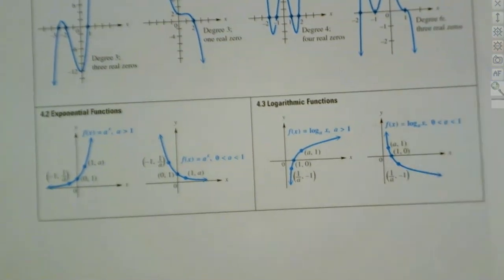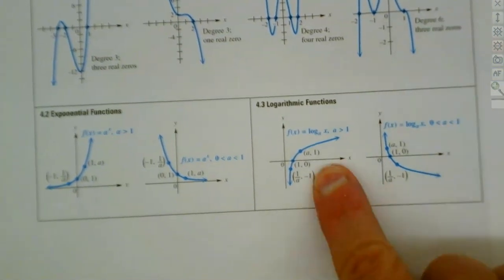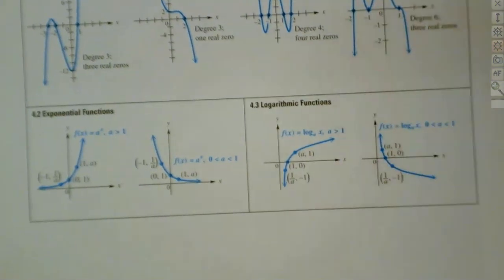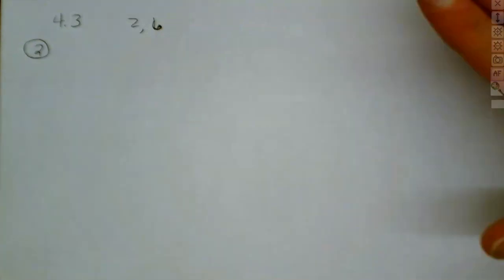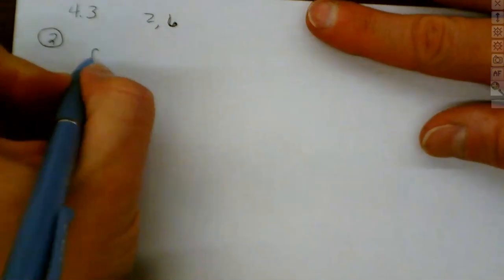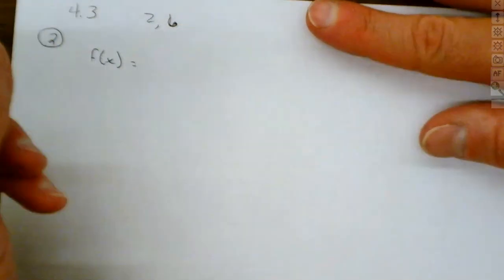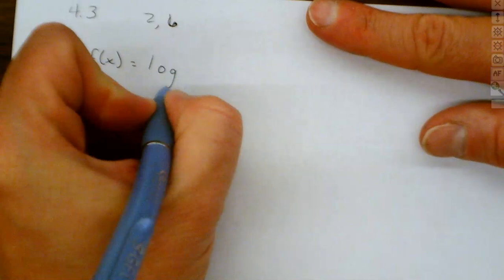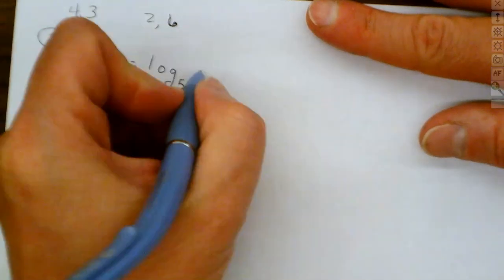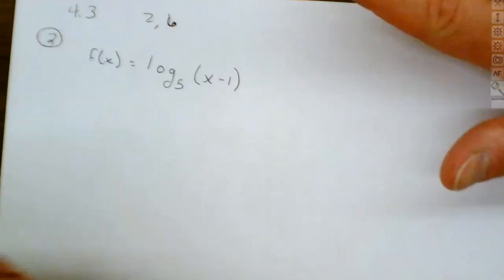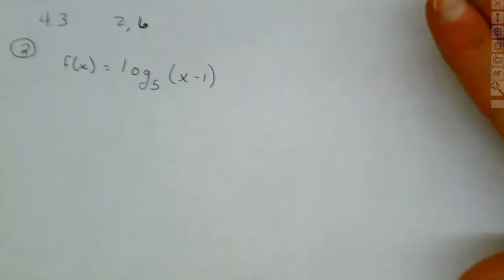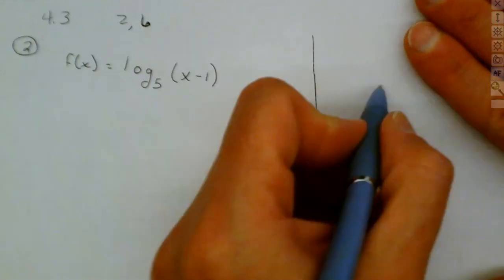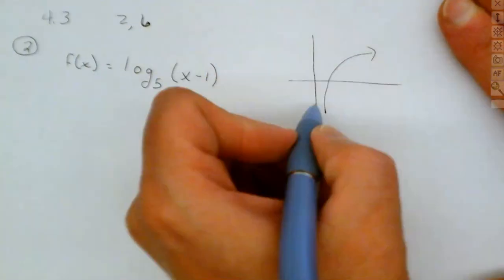Now, we're going to look at question 2, which has a base of 5. So we're going to be using this graph here. So we're going to be graphing f of x equals log base 5 of x minus 1. And just so we have a rough idea of what the graph should look like, it's going to vaguely resemble that.